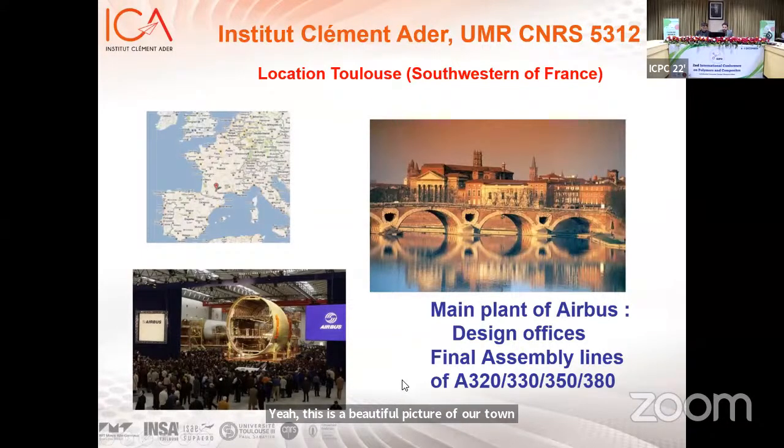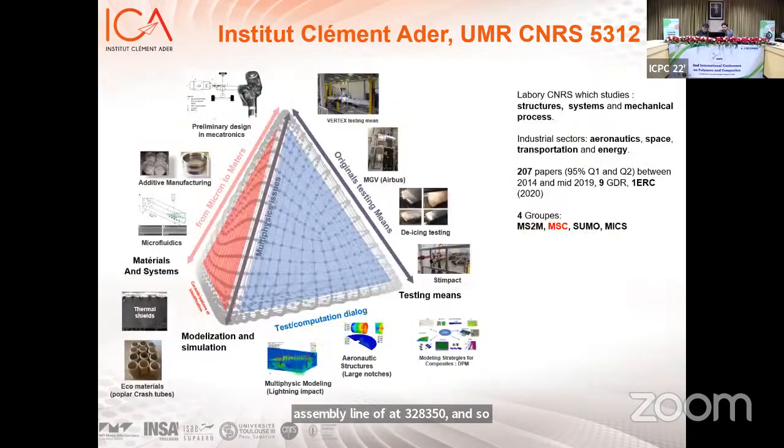And Toulouse is well known to be the main plant of Airbus, with design offices and the final assembly line of A320, A330, A350, and the former assembly line of A380. In our laboratory, we have many activities, of course, with more than 100 PhD students. We are working on nearly all the subjects linked to mechanical engineering: structure, system, and mechanical processes for the industrial sector, mainly aeronautic and space.